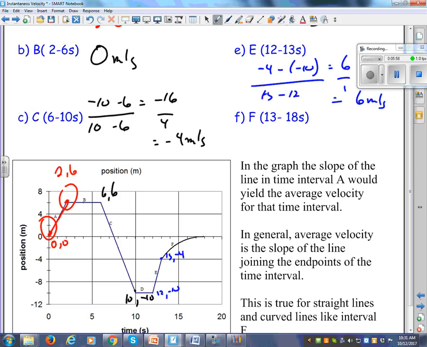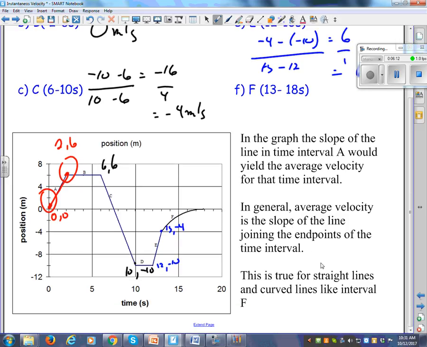Now, what do we do with F? In the graph, the slope of the line in time interval A would yield the average velocity for that time interval. In general, the average velocity is the slope of the line joining the endpoints of the time interval. This is true for straight lines and curved lines like interval F.